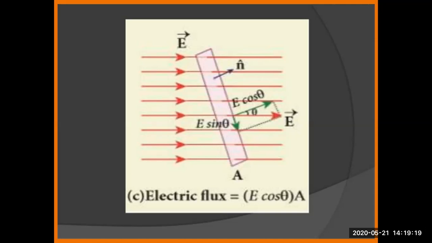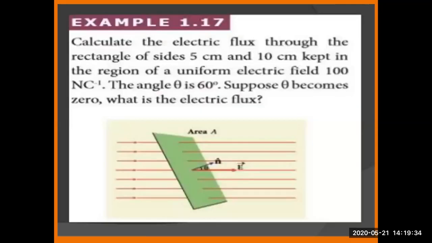When the angle is given, you will have to take only the cosine of that angle. That will come into the calculation. The sign of that angle is useless. No use of that sine, only use the cosine. So let's see the example.